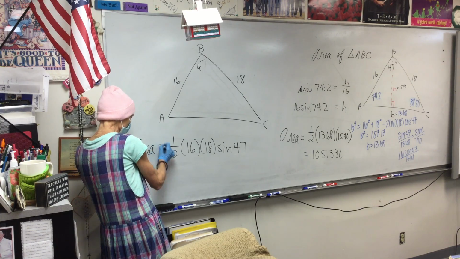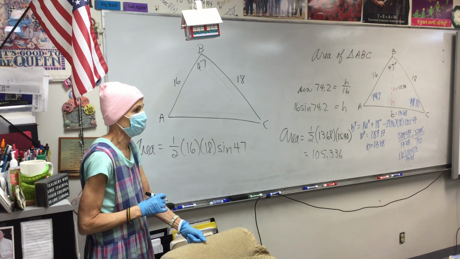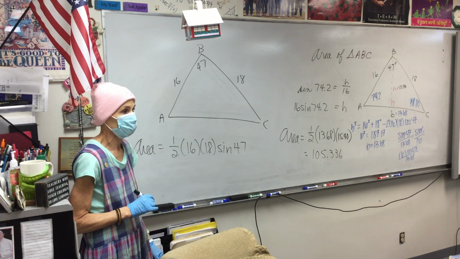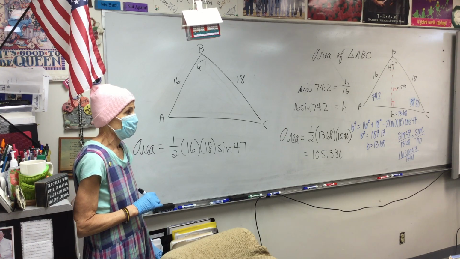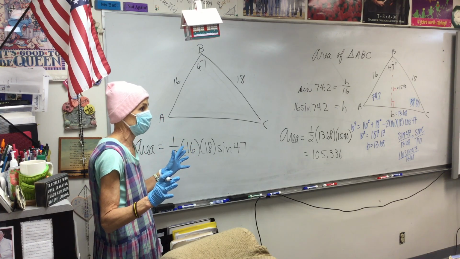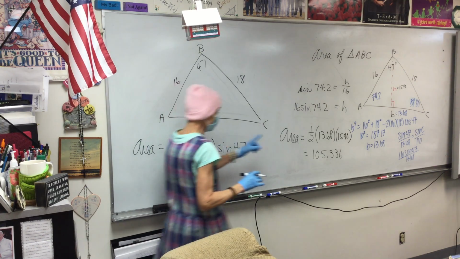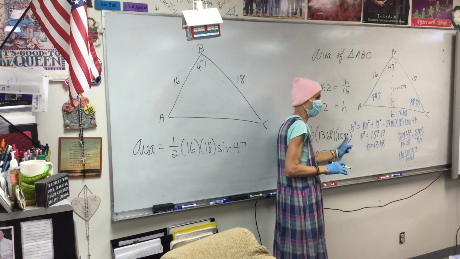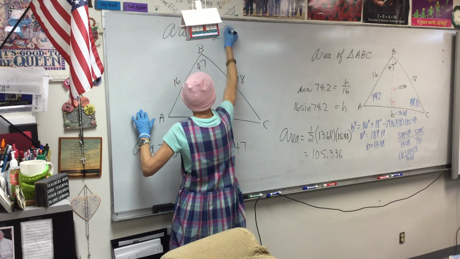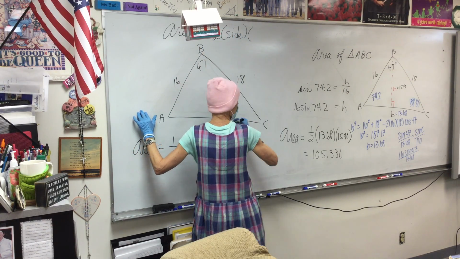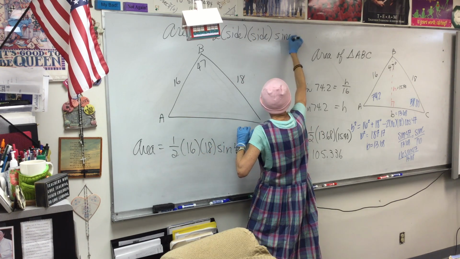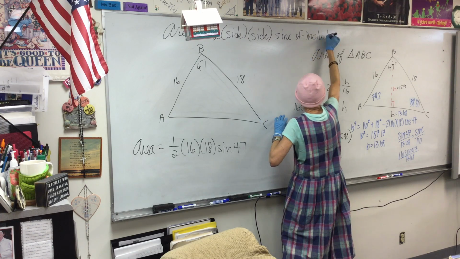This is the area with no round-off error. This is the area of this triangle. I have just given you a wonderful piece of information. In addition to 1/2 base times height, you have a new area formula: 1/2 side times side times sine of included angle.